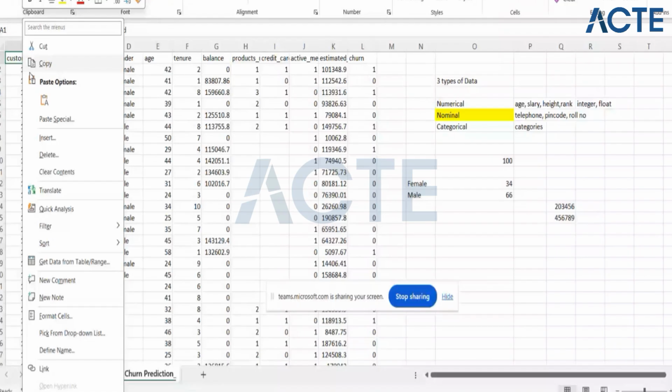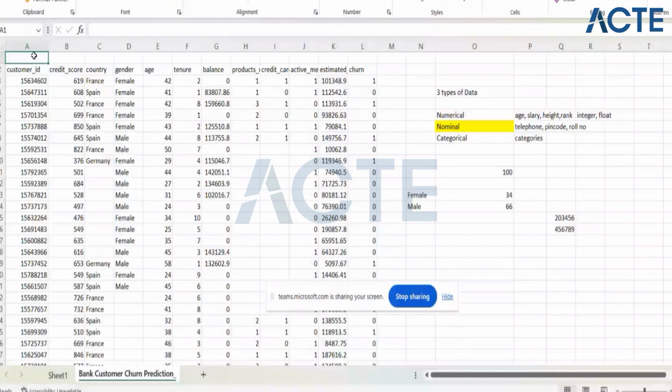I will tell, sir, one by one. Should we tell now, sir? Yeah, you need to tell me now. So numerical is basically numbers, data types of columns, like age, salary. No, wait, you don't need to tell me the definition. You need to identify from this data which are the numerical ones, which are the nominal ones, and which are the categorical ones.